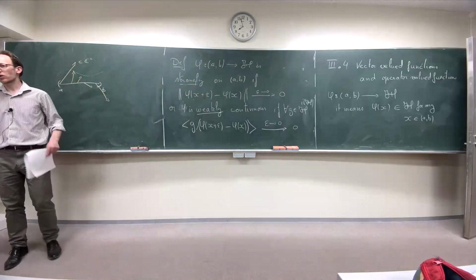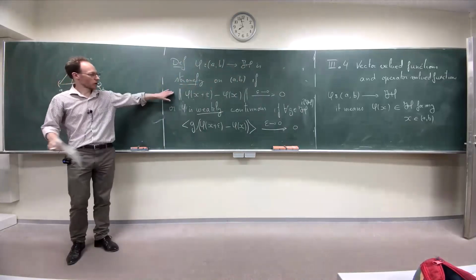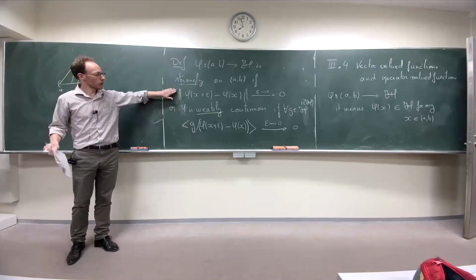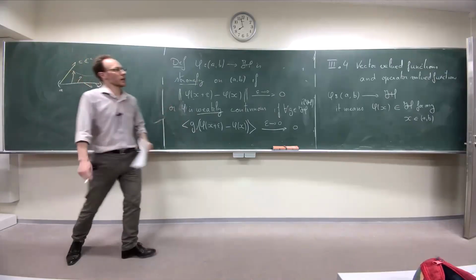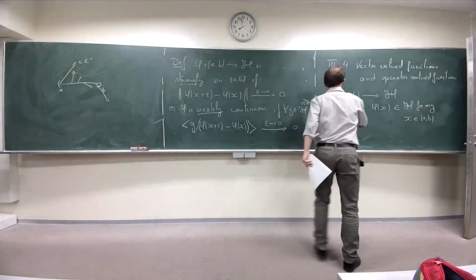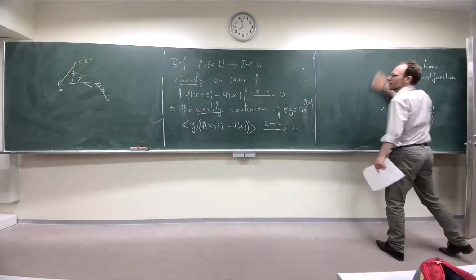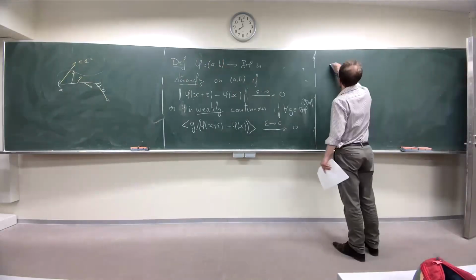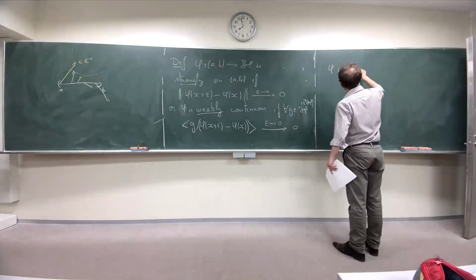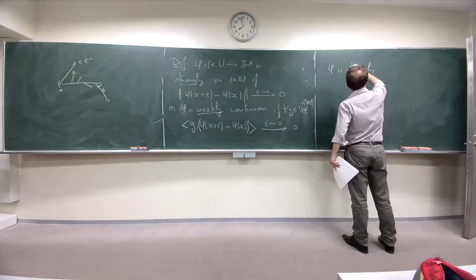We have two notions of convergence, the strong one and the weak one. So we have two notions of continuity. And the same for differentiability. Let me just write one of them, still in the definition. Phi is strongly differentiable.